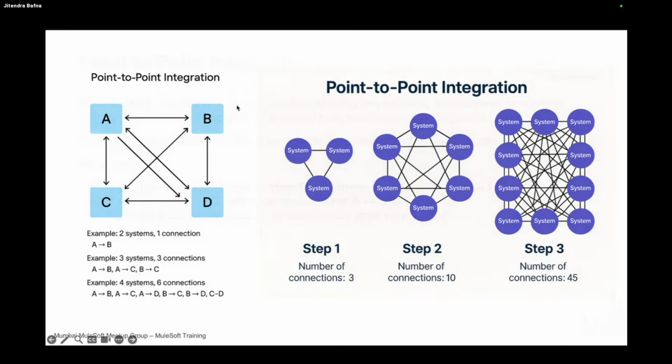So let's consider one example. I have two systems. For two systems, I just need one connection from A to B. If there are three systems, then I need three connections. If four systems, I need six connections. The formula is n into n minus one divided by two.